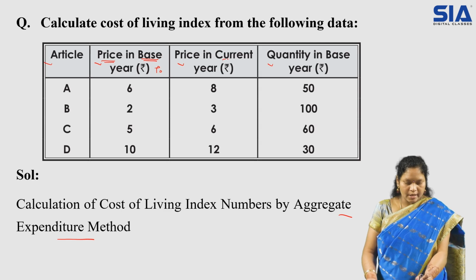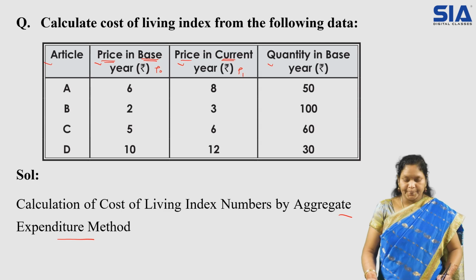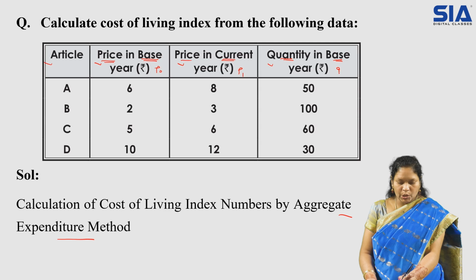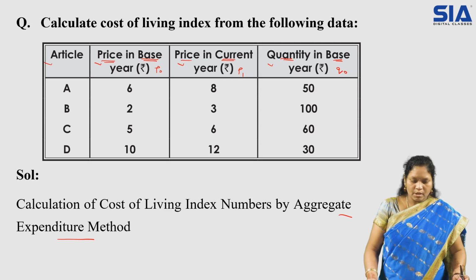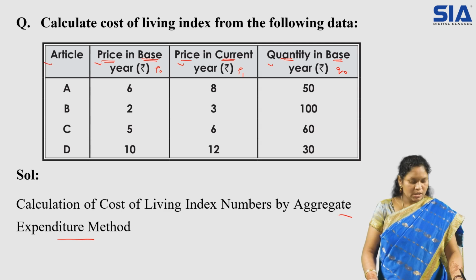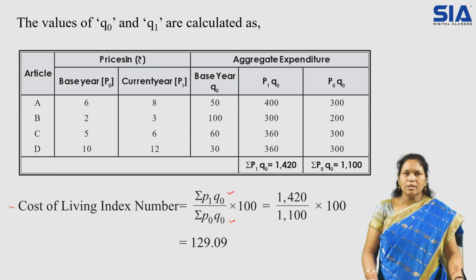Similarly, price in current year is given, that is P. Current year means 1 is the notation, P1. Next, quantity in base year. Quantity means Q, base year, base is the clue, that is Q0. So given data P0, P1, Q0 we have in our hand. Using that, let us obtain our table, then we'll calculate with the formula.